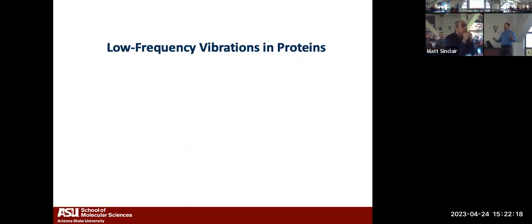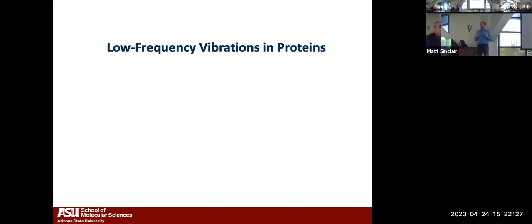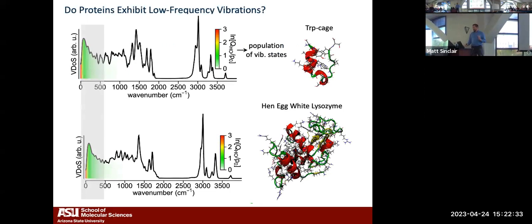Now, this was basically about solution and water and everything around the proteins, but low frequency vibrations also occur in proteins themselves. And I've always found it very frustrating that we have no good way of analyzing what these vibrations are. First of all, are there low frequency vibrations in proteins? I already gave away the answer. These are vibrational spectra calculated from simulations of two proteins, the Trp-cage mini protein, which is just 20 amino acids. It's like the smallest protein you can think of.